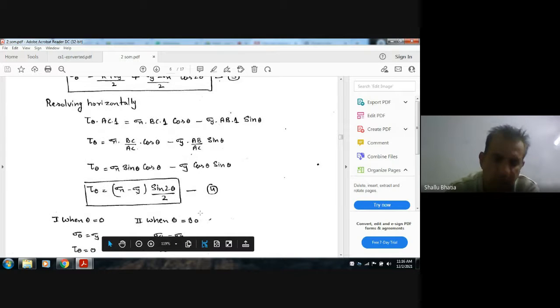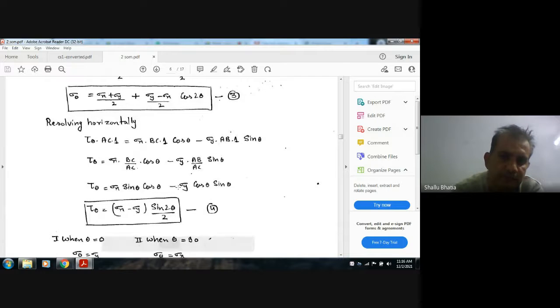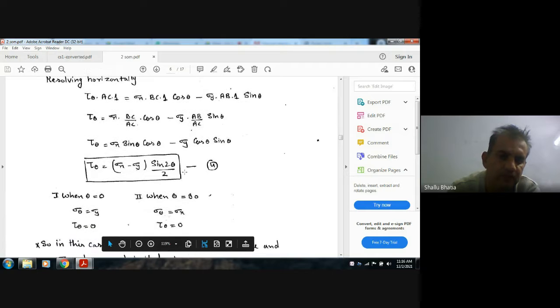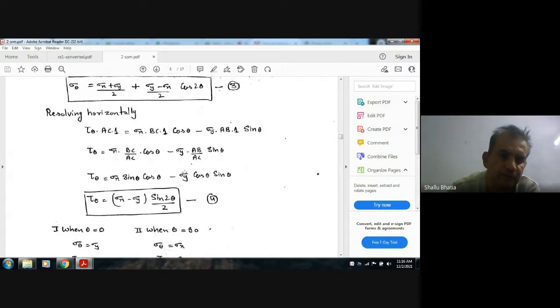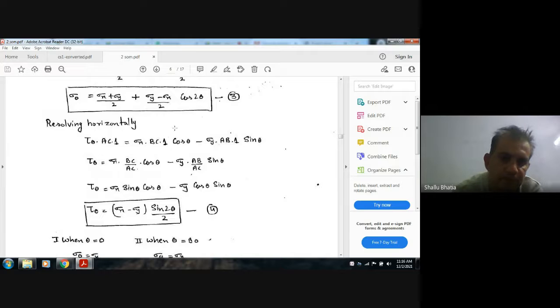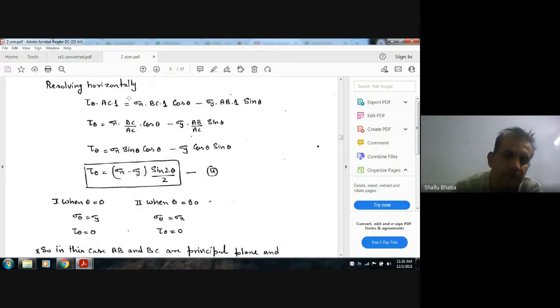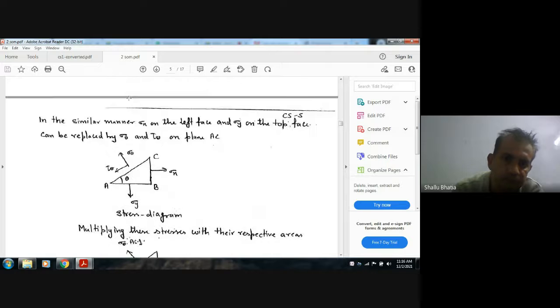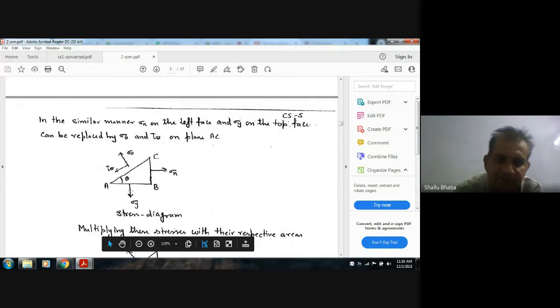Now, putting in different boundary conditions, if we put theta equal to 0 here, then cos 2 theta will be 1, and sigma x by 2 and sigma x by 2 will cancel out, and it will be sigma y. If theta is 0, it means it is plane AB, and sigma y is acting on this plane.